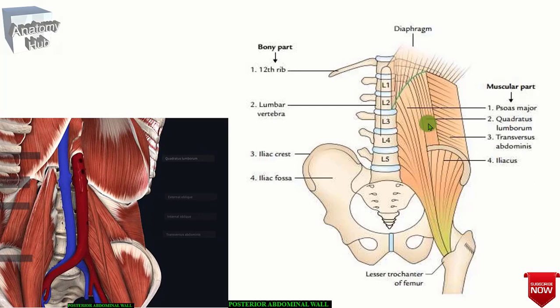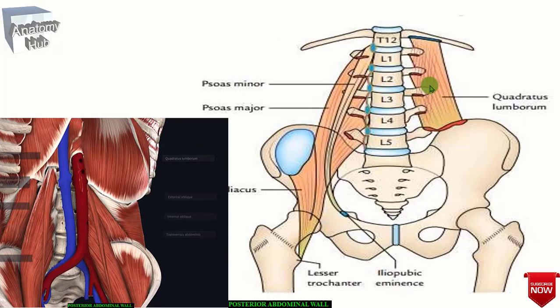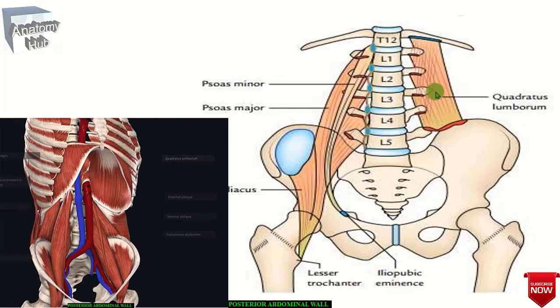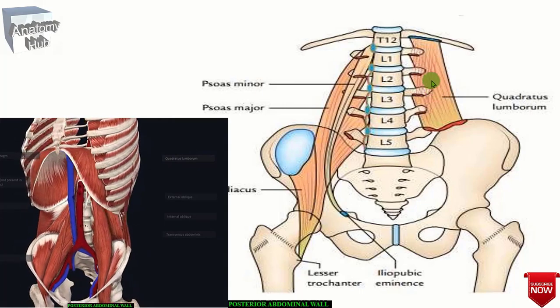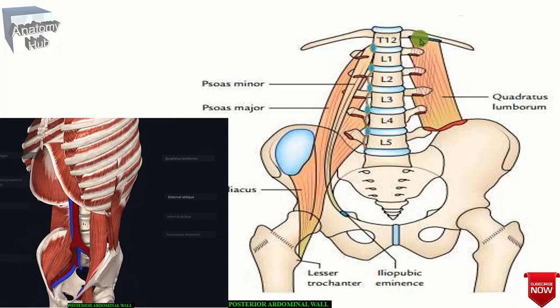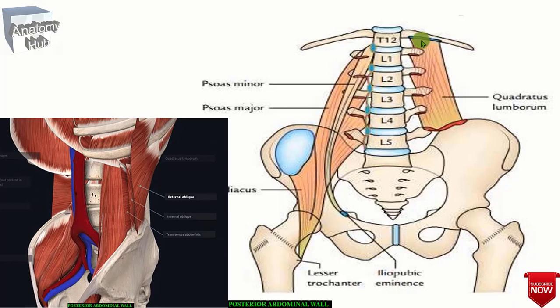Then here you will find the quadratus lumborum muscle. You can observe very clearly that its origin is from the posterior 1/3 of the inner lip of the iliac crest, which you can observe over here.